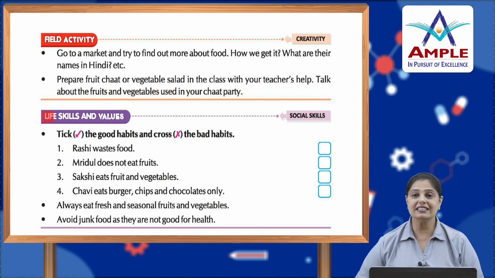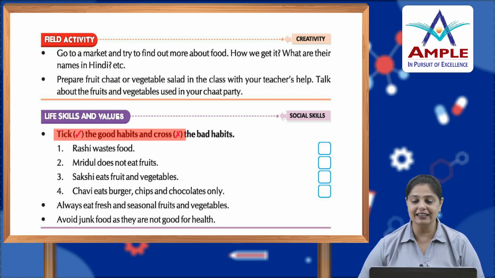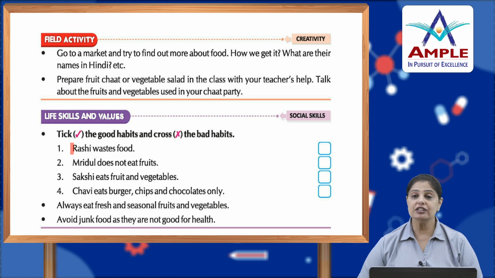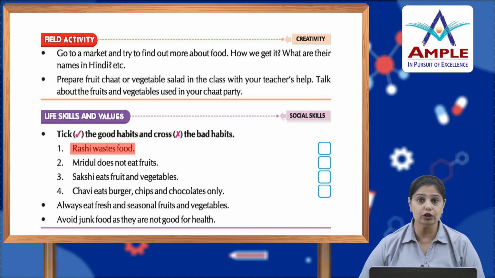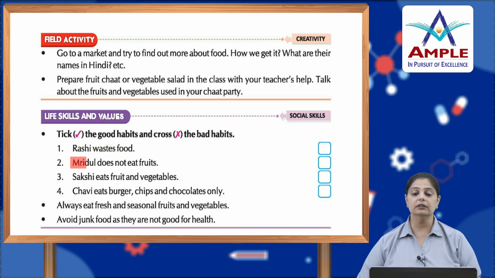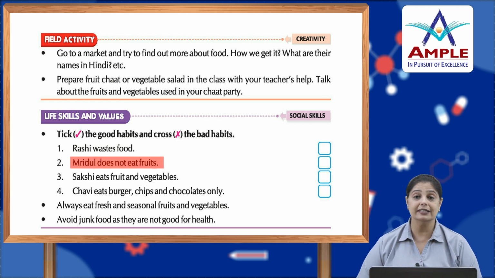Now, life skills and values. Tick the good habits and cross the bad habits. Okay. Rashi wastes food. Is it good to waste food? No, it is not good. It is bad. Okay, so it's a bad habit. Okay. Mridul does not eat fruits. It's a bad habit. You must include fruits in your diet. They're good for our health.